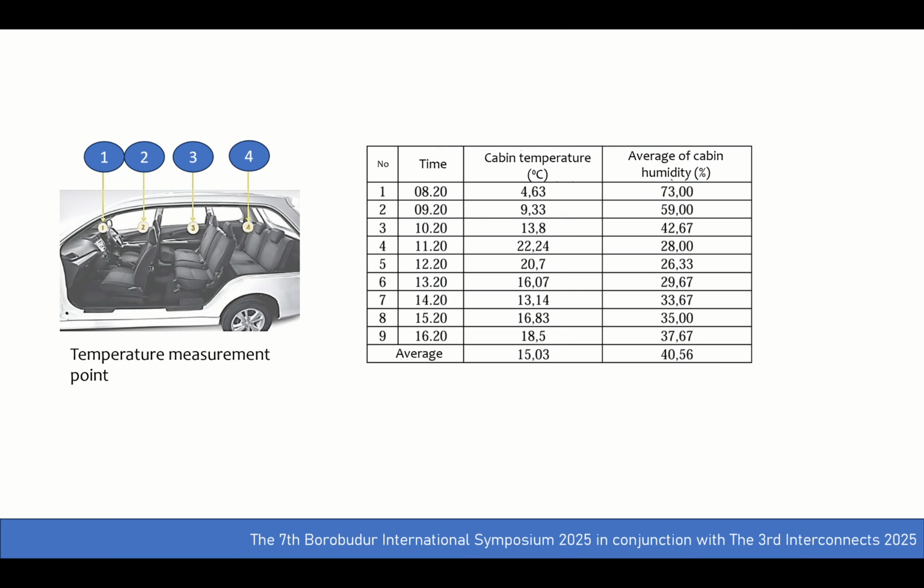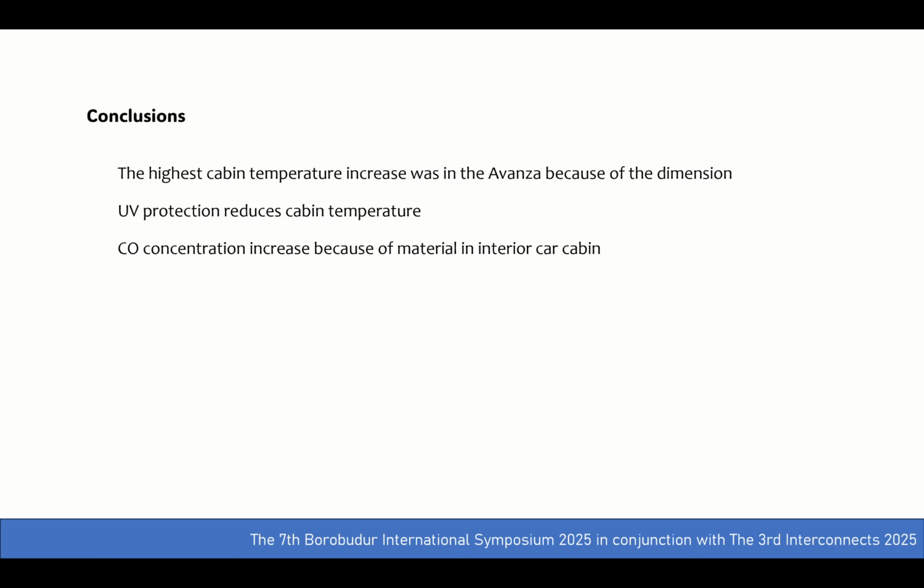This is the conclusion of the table or the graphic. We can see that if the humidity increases, the temperature will increase. And this is the conclusion of this study. The highest cabin temperature increase was in the Avanza because of its small dimension. The temperature in the cabin increases quickly, and UV protection reduces cabin temperature.